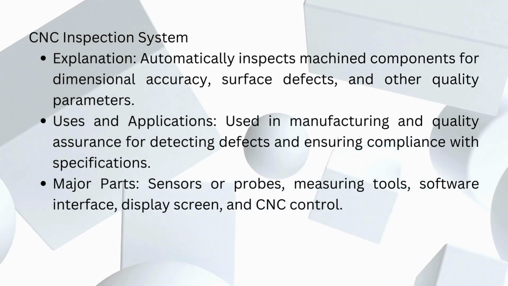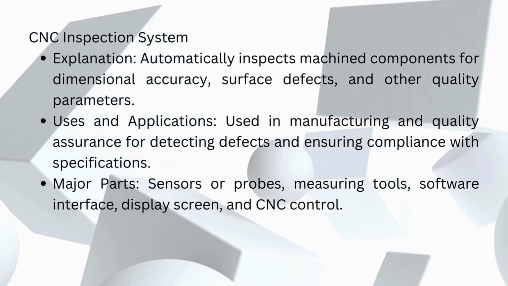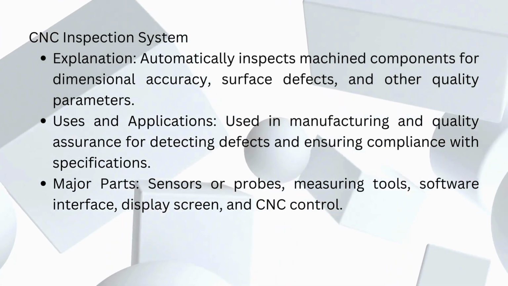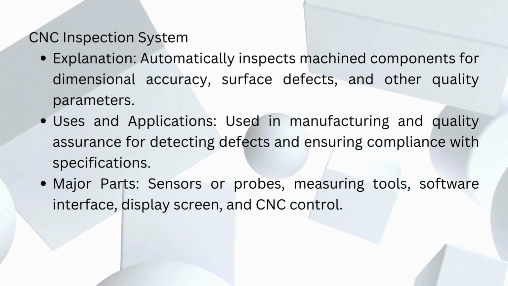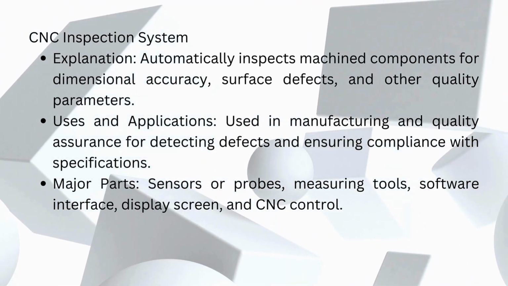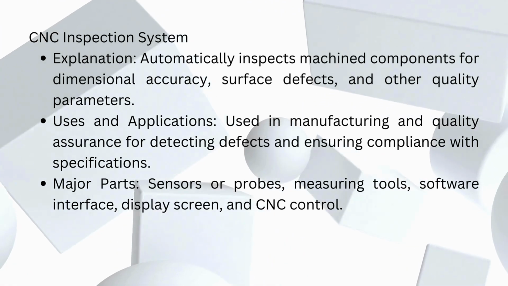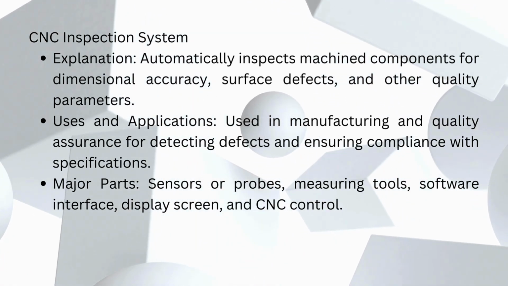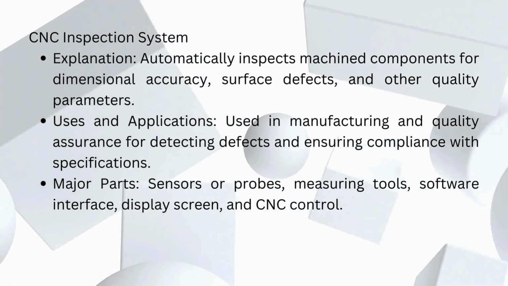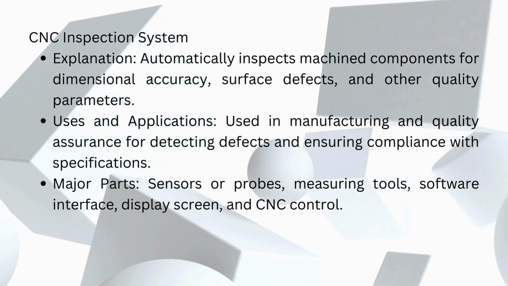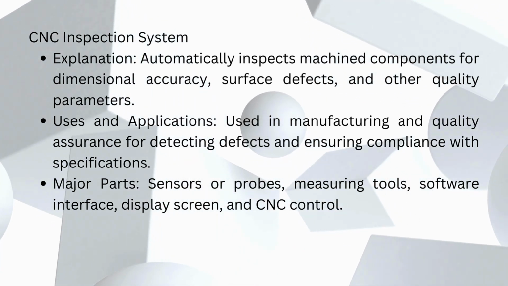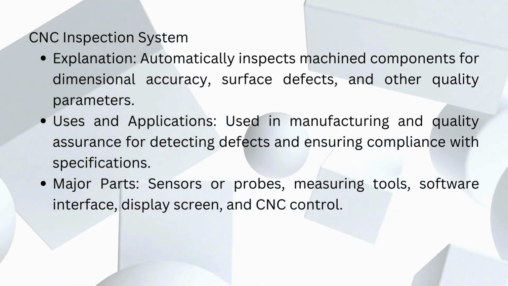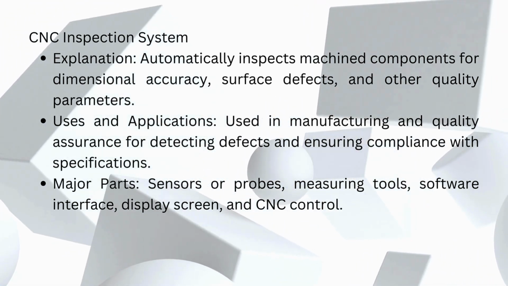CNC inspection system. Explanation: automatically inspects machine components for dimensional accuracy, surface defects, and other quality parameters. Uses and applications: used in manufacturing and quality assurance for detecting defects and ensuring compliance with specifications. Major parts: sensors or probes, measuring tools, software interface, display screen, and CNC control.